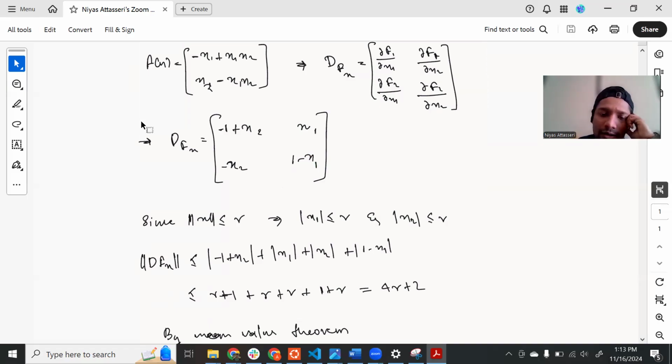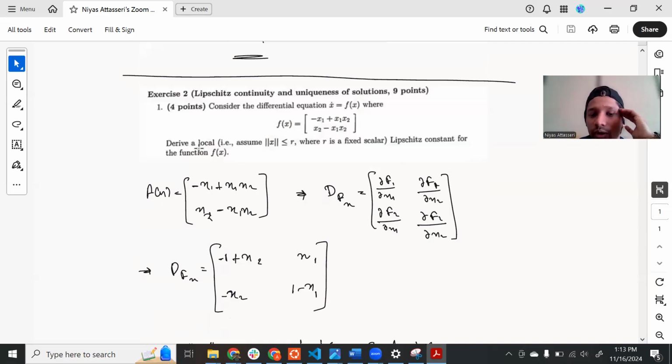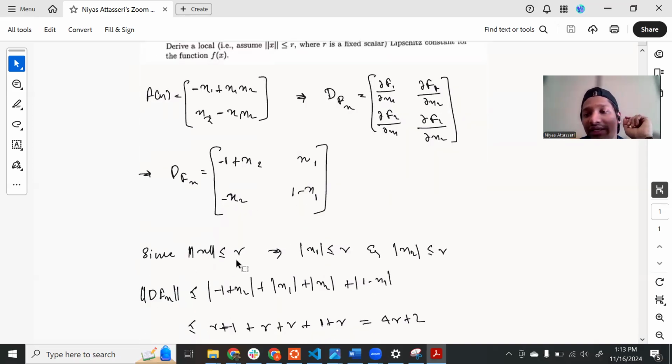So it's a little tricky. We are only asked to find the local Lipschitz constant. And what do we mean by local? When the norm of x is less than or equal to r. So we know that the norm of x is less than or equal to r, where r is a scalar.